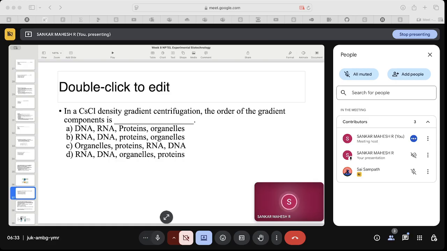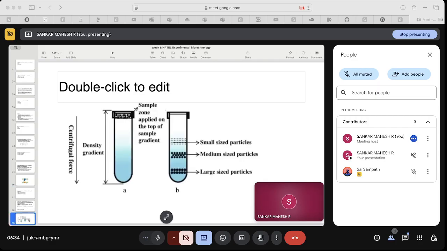So let's say when you lyse the cell, you have a combination of DNA, proteins, organelles, and RNA. At extremely high RPM, all of this will settle down. But if you want to specifically isolate fractions, you can take cesium chloride and add different densities of it in such a way that it forms a gradient. When you spin it, depending on the density of your particle of interest, it will be associated with a particular layer.